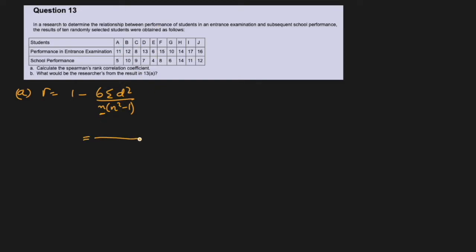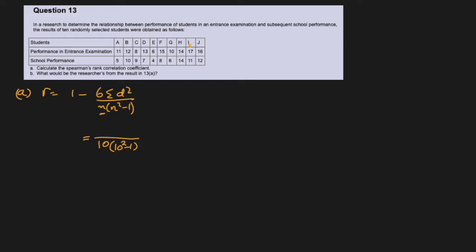So we can write here 10 square minus 1. Sigma d square is the difference between their ranks. It is a rank correlation coefficient, right? So we have to find that one. Let's write ranks first. So we can see that 17 is the performance in entrance exam, which is number 1. So we will write 1 here.